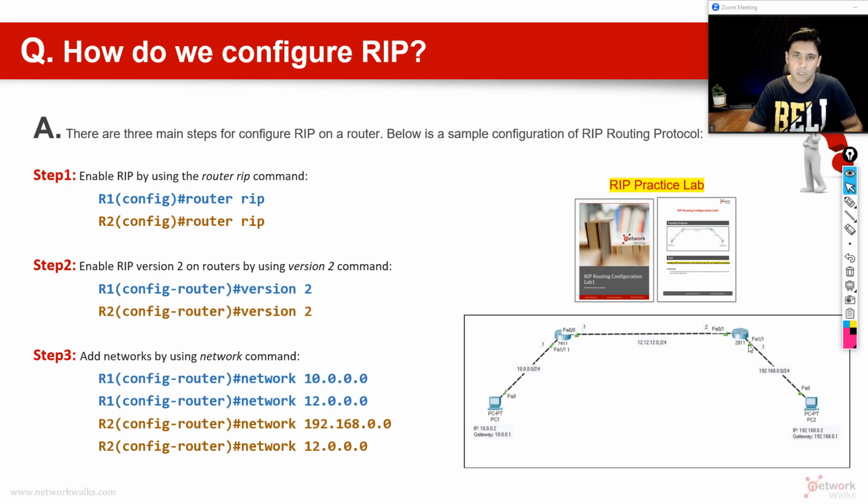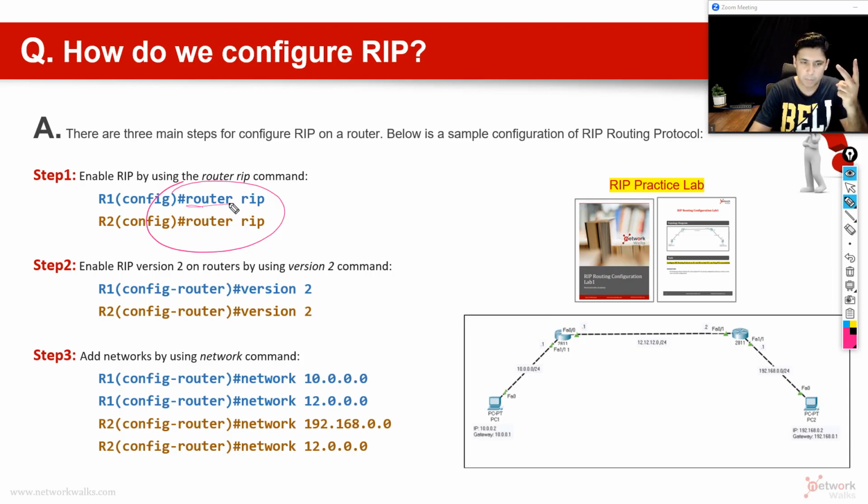We don't need to go deep into the commands. So in simple words, if the interviewer asks us, how do you configure RIP routing protocol? Our answer should be, it is configured in three main steps. First step is to enable RIP using the router RIP command. Simply router space RIP, just like we go with router OSPF, router EIGRP. So router is the command to go into the router configuration mode for the protocols.